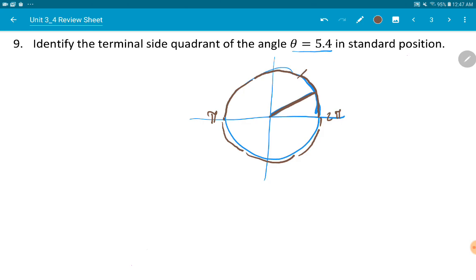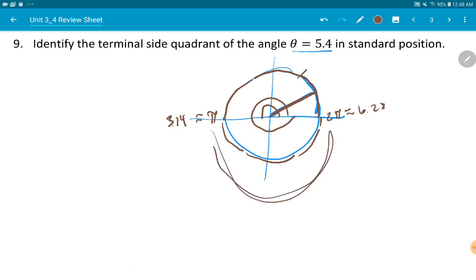So I can see this 2 pi is about 6.28, pi is about 3.14, and that's the number of radians in that position. So this angle is about 3.14. This whole circle angle is about 6.28. 5.4 is somewhere between 3.14 and 6.28. So it's either quadrant 3 or 4.